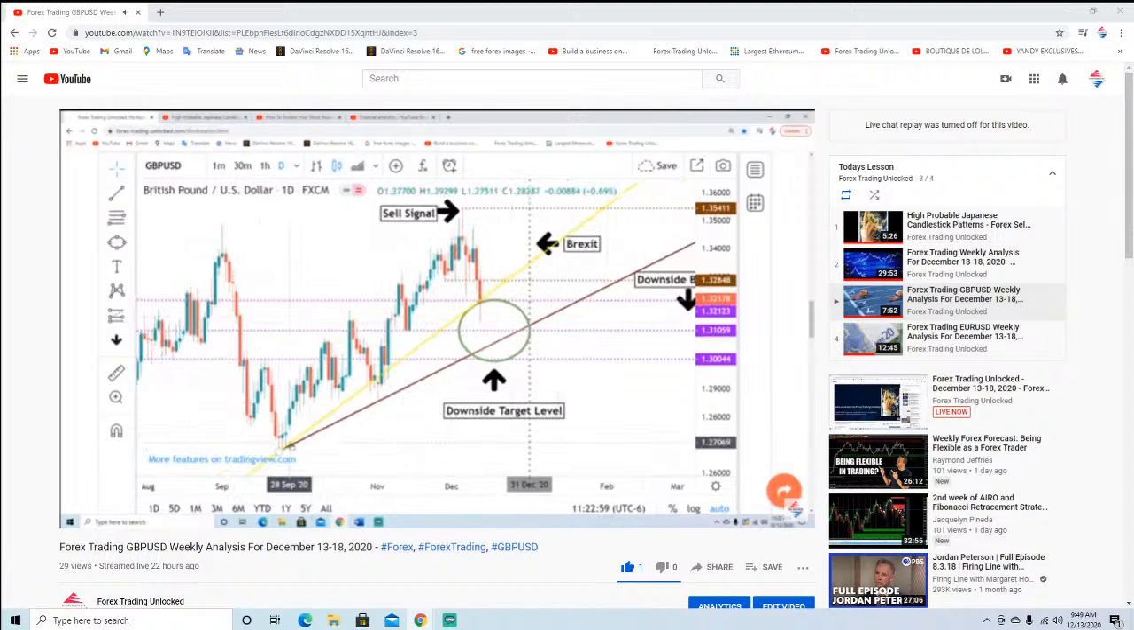Interestingly enough, the British pound U.S. dollar has been in a bullish mode since the middle of September, and actually has been all the way back to March. Friday it closed. Interestingly enough, let's see how these things are shaping up.